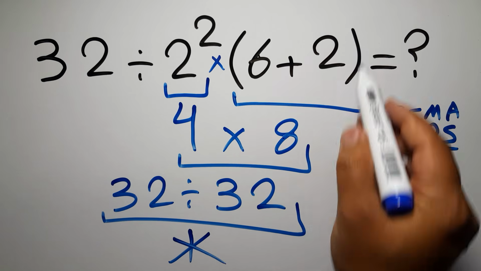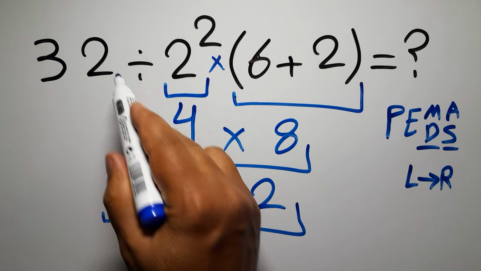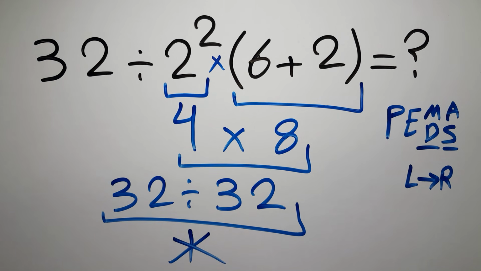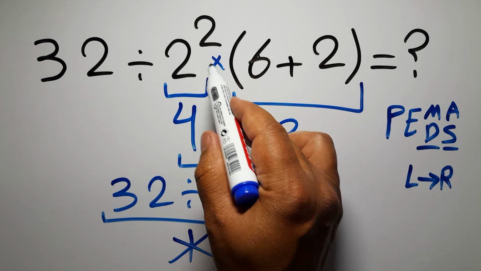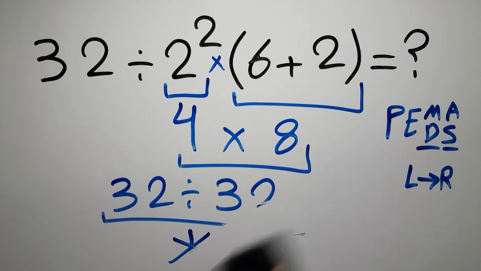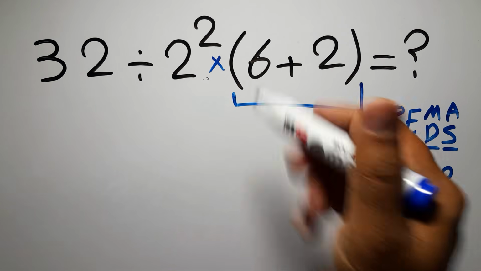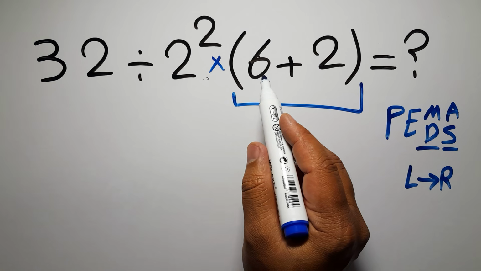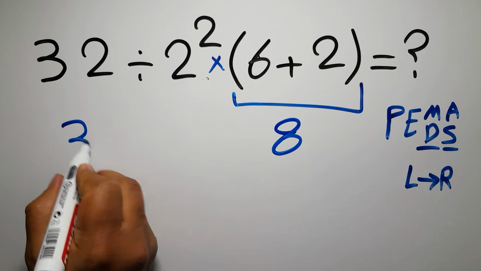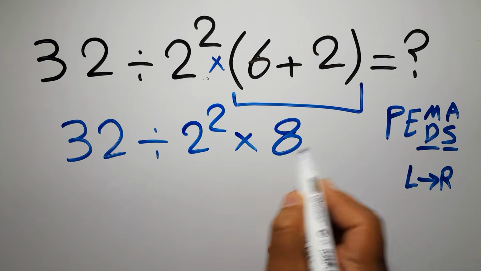Okay, so first this parentheses, then this exponent, then this division, and finally this multiplication. Okay, if you do this multiplication before this division, it is wrong. So first this parentheses. Inside this parentheses we have 6 plus 2, which gives us 8. Okay, so 32 divided by 2 squared, then times 8.